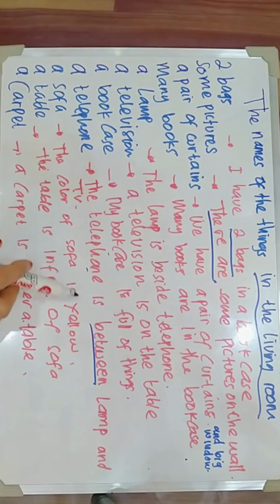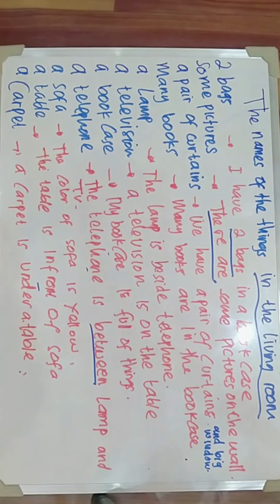The color of the sofa is yellow. The table is in front of the sofa. A carpet is under a table.